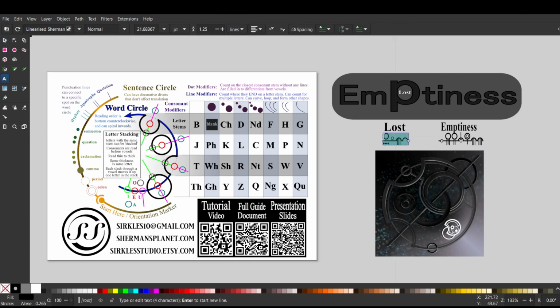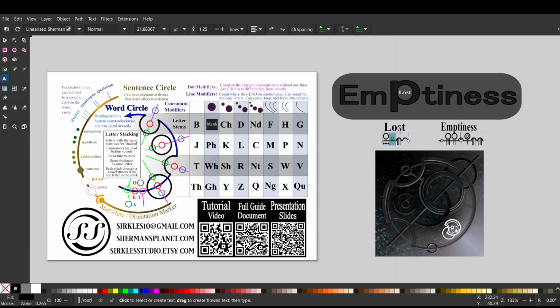So this is an L because it is a circle, inside the word circle, as its letter stem, and it's got 3 dot modifiers. So this row plus that column equals the L. And then vowels are these little guys. So there's the O, there's the E, there's the I, there's the other E.